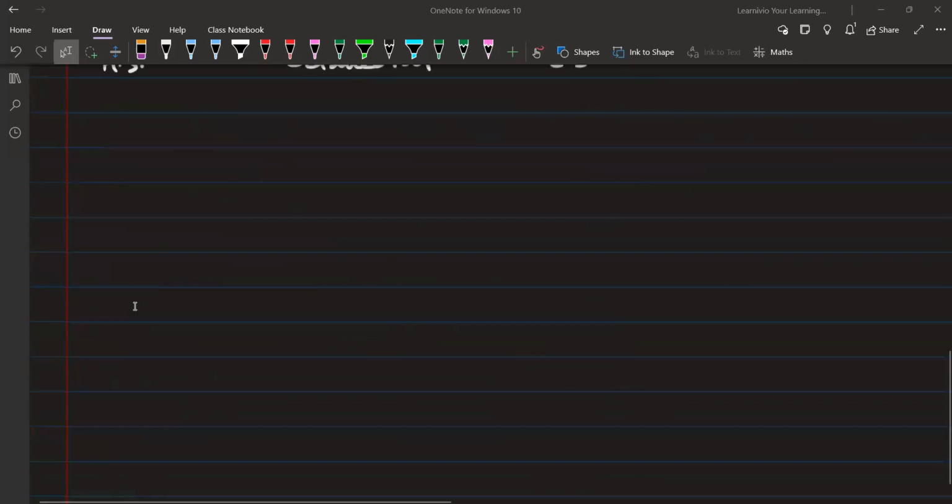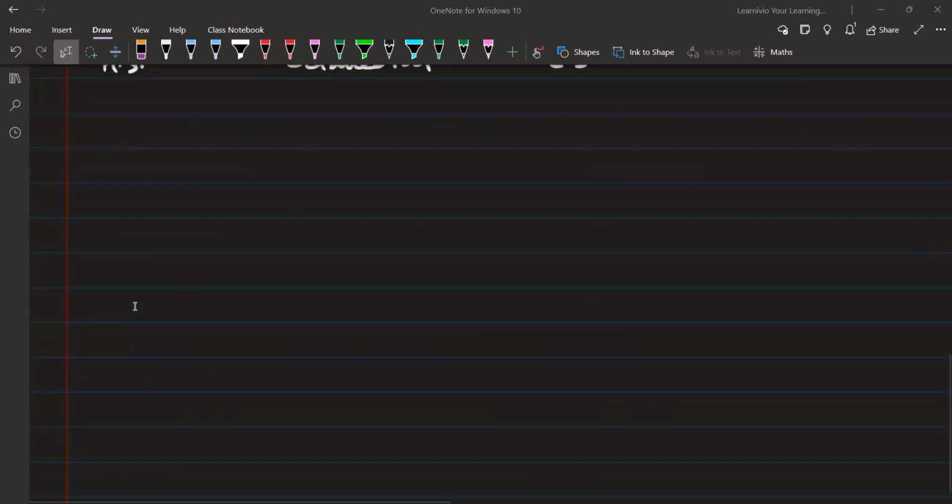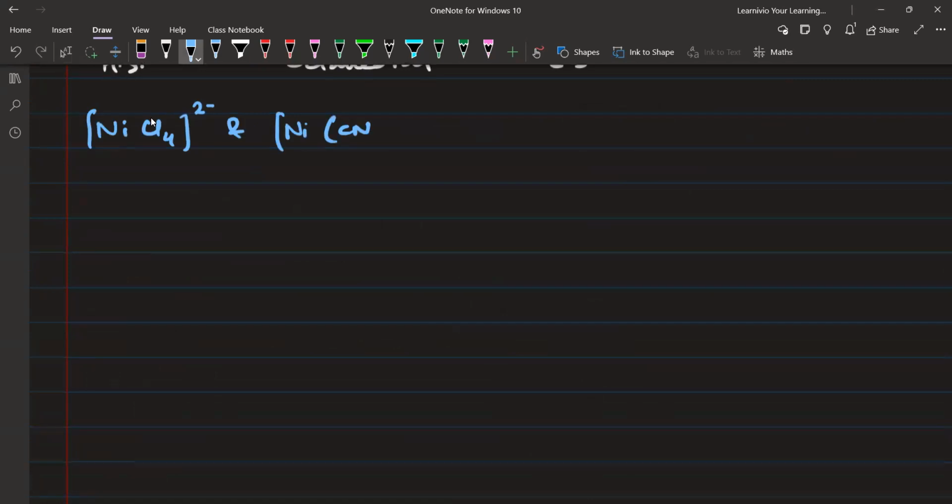Similarly, we are going to compare NiCl4 and Ni(CN)4. Okay? Another one is NiCl4 2-, and we are going to compare Ni(CN)4, which is also 2-. Fine. We have to look at the formulas of these two complexes. Obviously there is some information given here. For example, it is given that NiCl4 is paramagnetic and this one is diamagnetic.